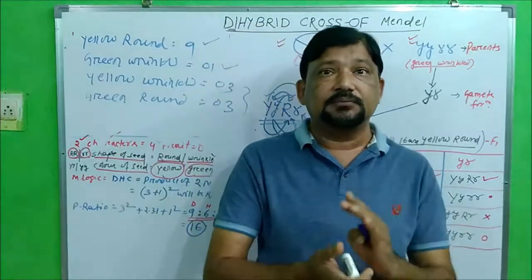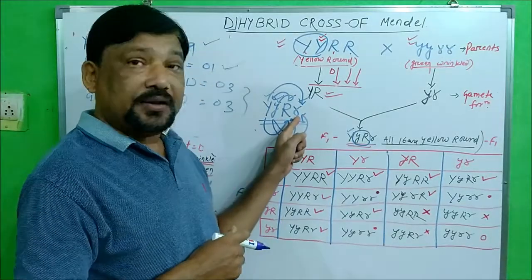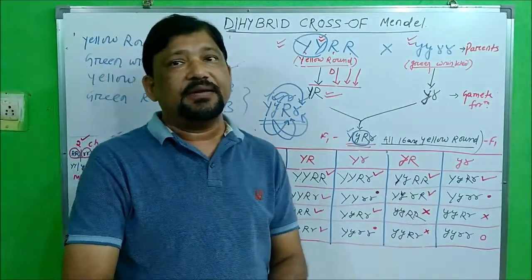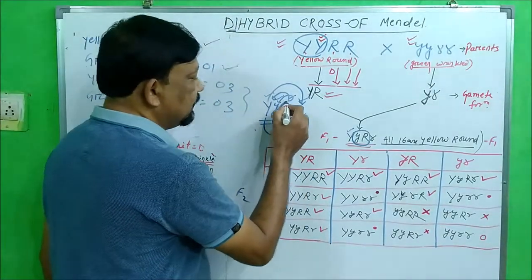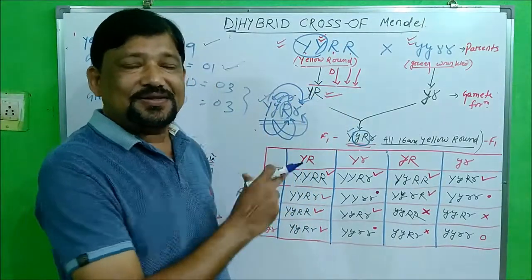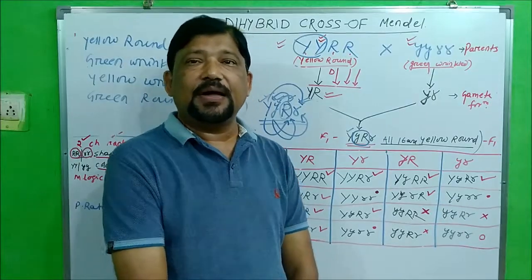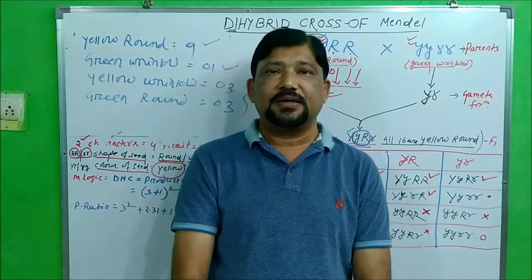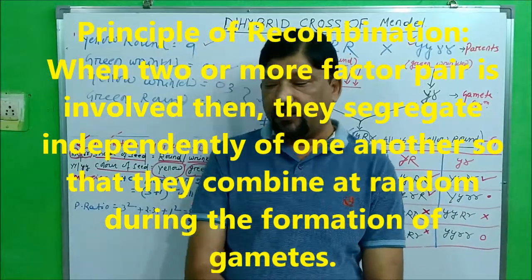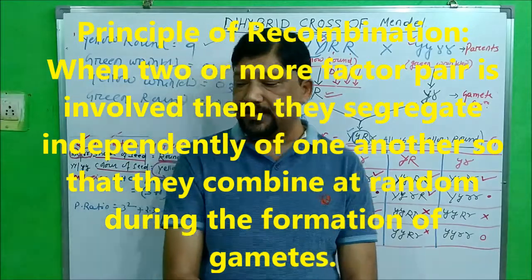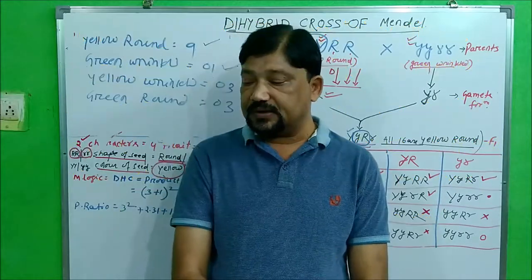When they have the freedom to separate from the other trait partner, it is called the law of independent assortment. As a result, they are free to combine with any one of these, and this is called freedom of recombination. Hence, Mendel postulates his fourth postulate, which tells that when two or more factor pairs are involved, they segregate independently of one another so that they combine at random during the formation of gametes.